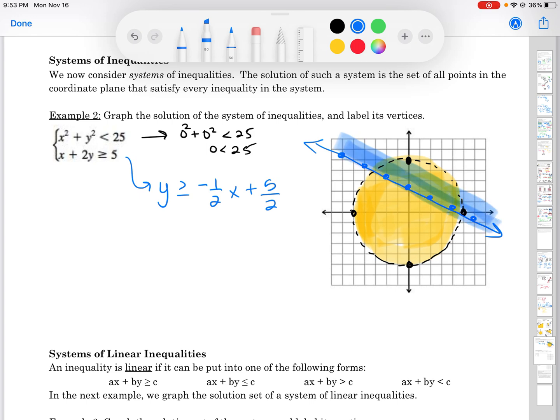So really what I want to make sure I am shading, or my solution here, is that overlap. So where it almost starts to look green. Okay. Where it's both blue and yellow. So really this space in here is going to be my solution. Okay, it's that overlap.